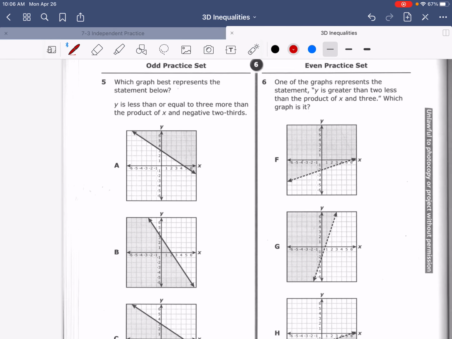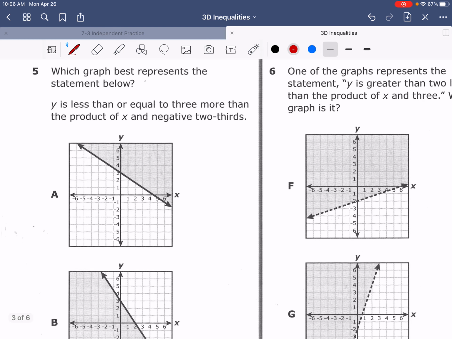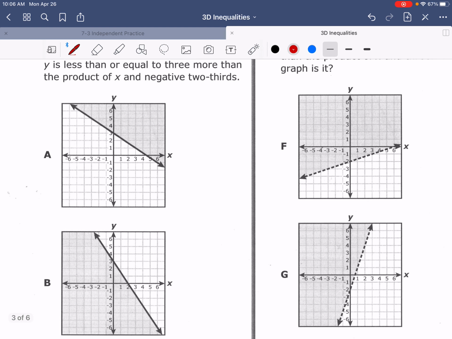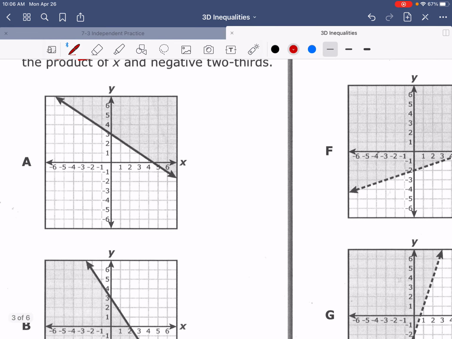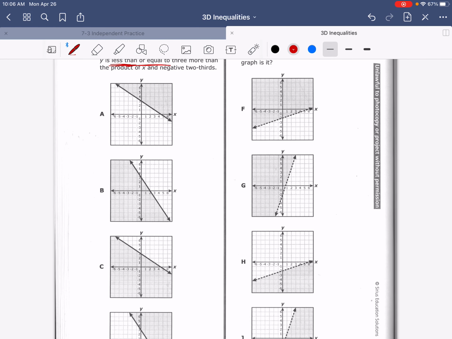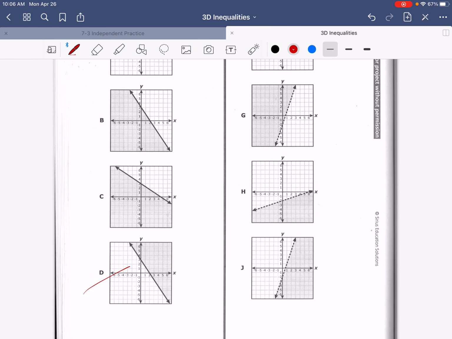So here we go. Graph. Which graph best represents the statement below? Y is less than. It did not say less than. Oh, less than or equal to. So it should be a solid line. All of them are solid lines. It said less, right? So it should be shaded bottom. So it cannot be A. It cannot be D. So it's going to be either B or C.